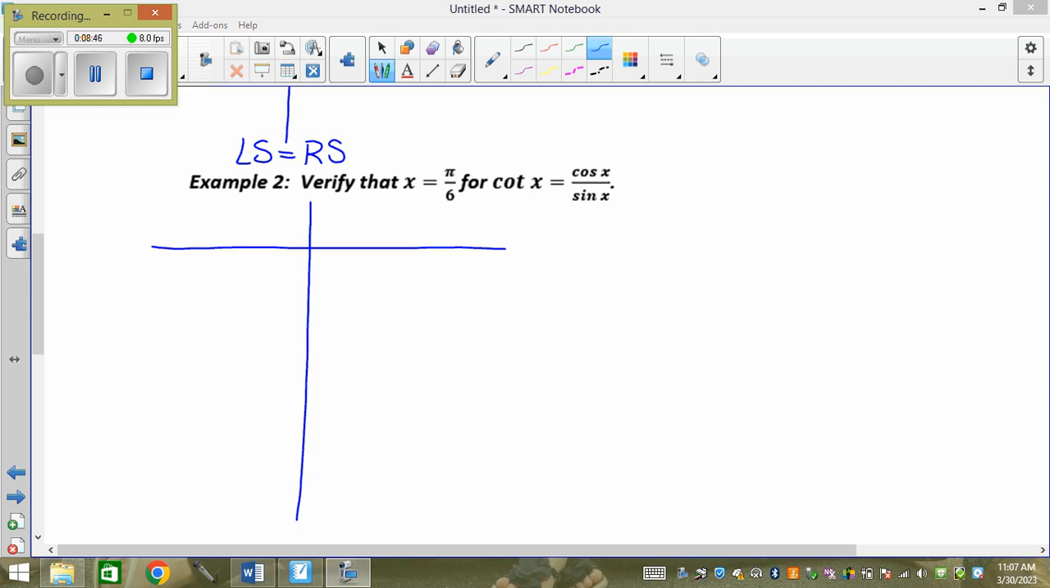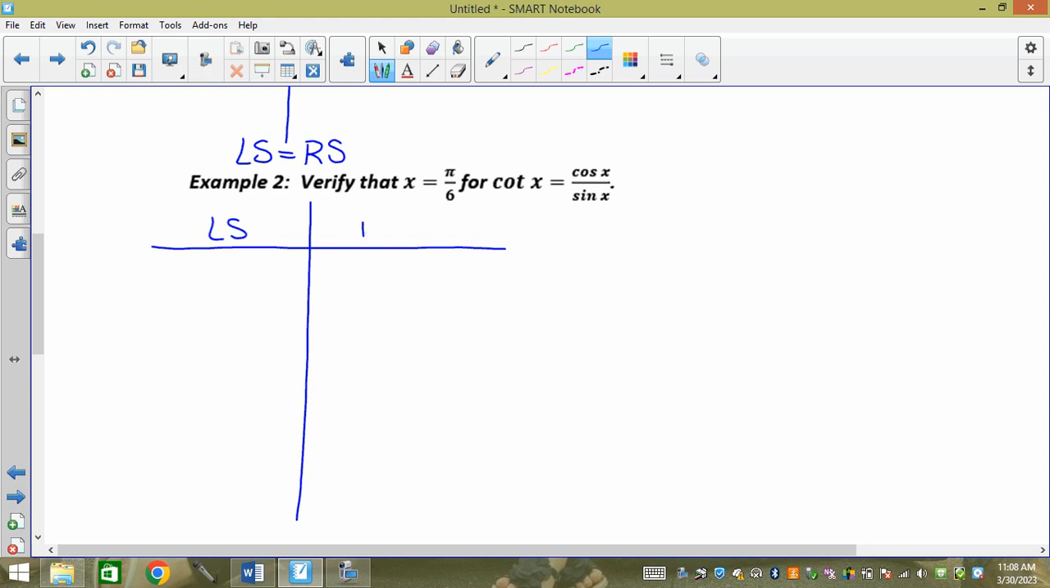So verifying, here are the steps. Ready? Step 1. These steps do not change. They're not allowed to change. You are verifying that cotan x equals cos x over sine x with pi over 6. So your very first step is to rewrite it with an angle in it. So the left side, you have cotan of pi over 6. And the right side, you have cos of pi over 6 over sine of pi over 6.